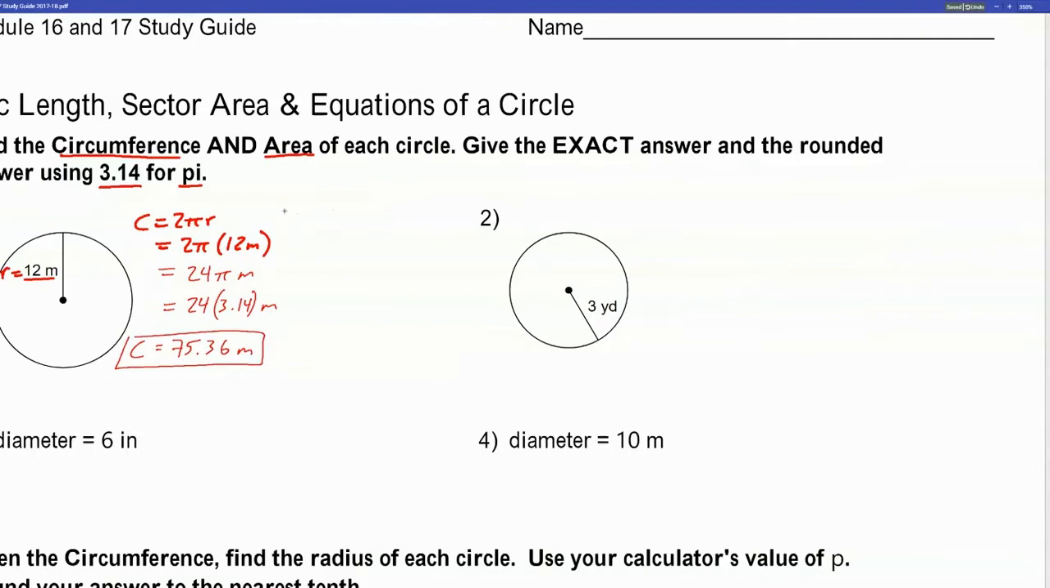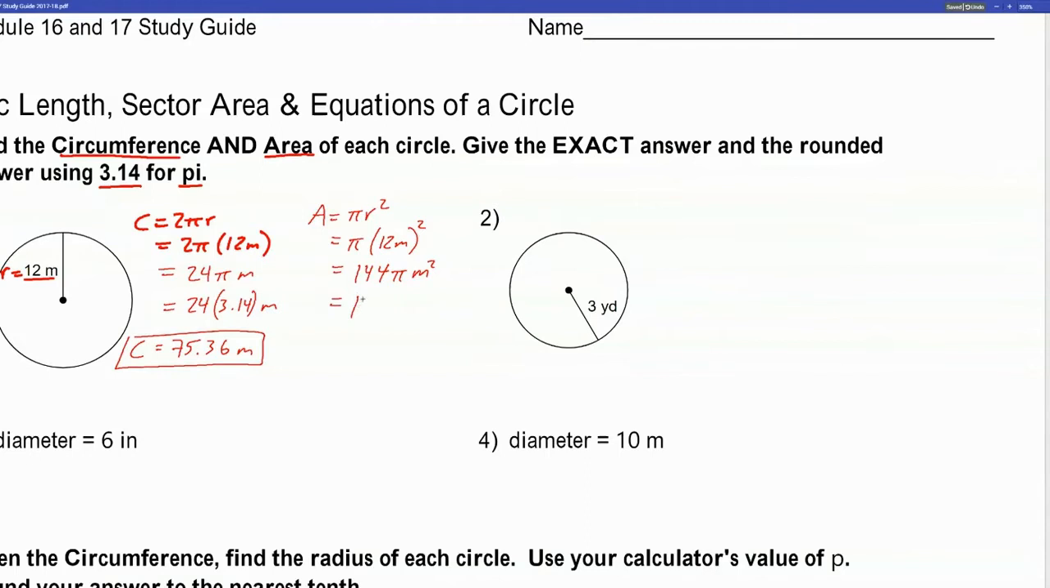Now, the next thing they ask you for is area. Again, area is pi r squared. Same radius, which is 12, so you're going to have pi times 12 meters squared. And when you square meters, it's going to be meters squared. So you're going to get 144 times pi square meters. Now where did I get the 144? 12 squared is 12 times 12, so that's 144.